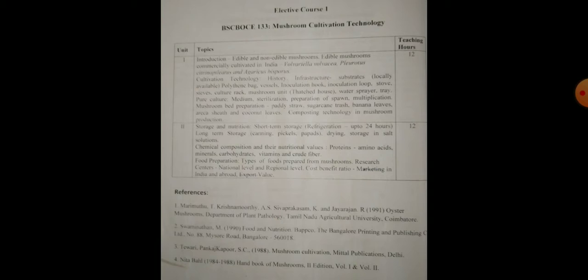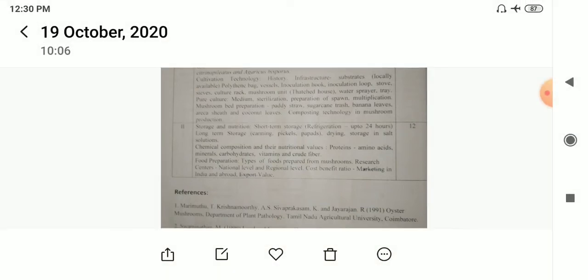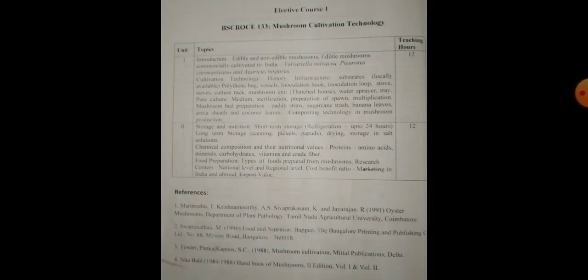Usually for the first year B.Sc CBZ student, you will have an elective paper, that's B.Sc B0 CE 133. The paper title is mushroom cultivation technology. For the first semester, you will have an elective from botany. In the second semester, you will have an elective from chemistry, and in the third semester, an elective from zoology. So, like that, the elective paper changes with each semester. For the first year students, you will have the elective paper mushroom cultivation technology.